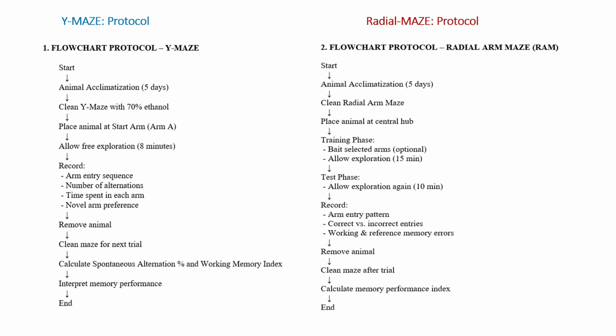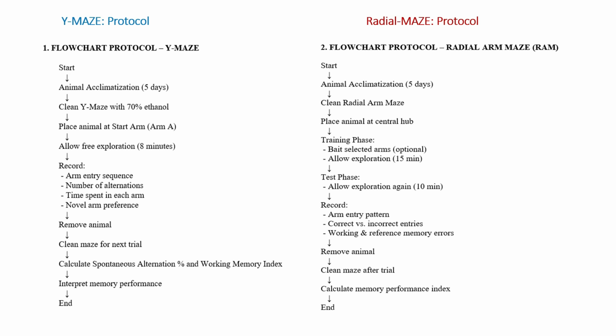First the training phase, bait selected arms, optional. Bait selected arms means where you have placed the reward or food. Allow exploration for 50 minutes. And the test phase, allow exploration again. Generally it is the same time for training phase and test phase. Sometimes it is less, 10 minutes.